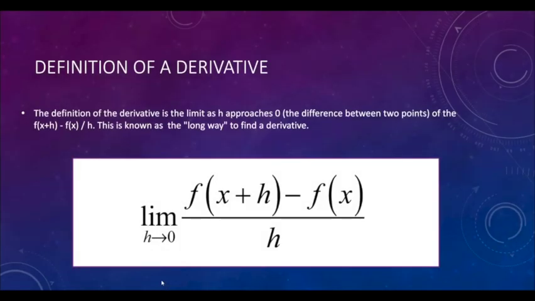Alright, so that brings us to the definition of the derivative. It's also known as the long way to find the derivative. You might be noticing, this isn't really an equation, this is a limit. And this ties back to what I was talking about before, with h being the distance between 2 points, and then becoming so close that they basically become 1 point, creating a tangential line to the graph.